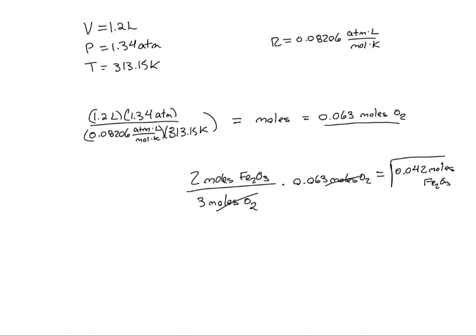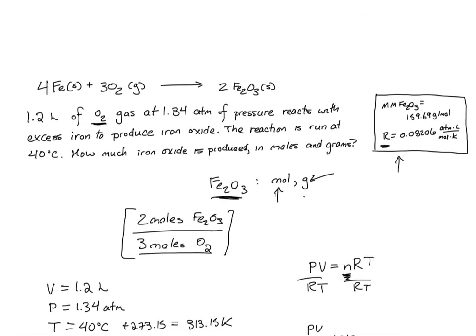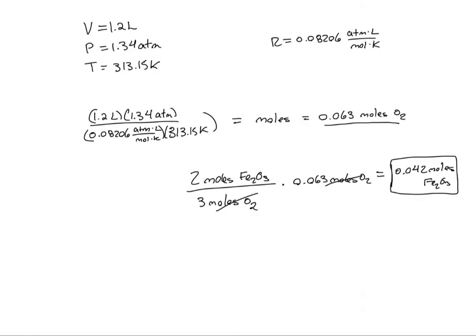That's the first half of our answer, right? We've gotten one of the things we needed. The last thing that we need is the weight of iron oxide that we produced, and here we have the molar mass of iron oxide, 159.69 grams per mole. I'm going to rewrite that so it's actually a fraction.